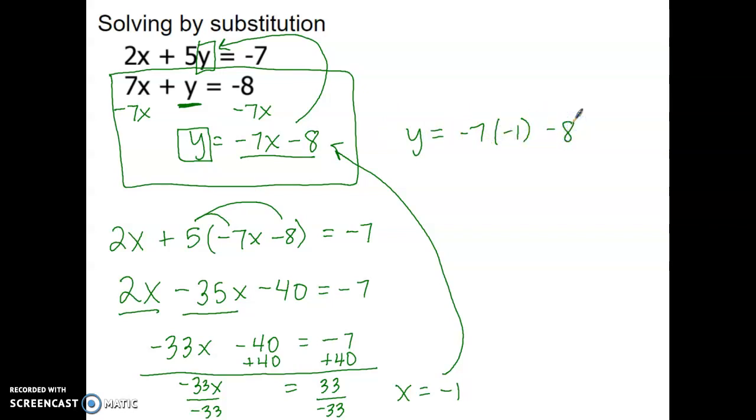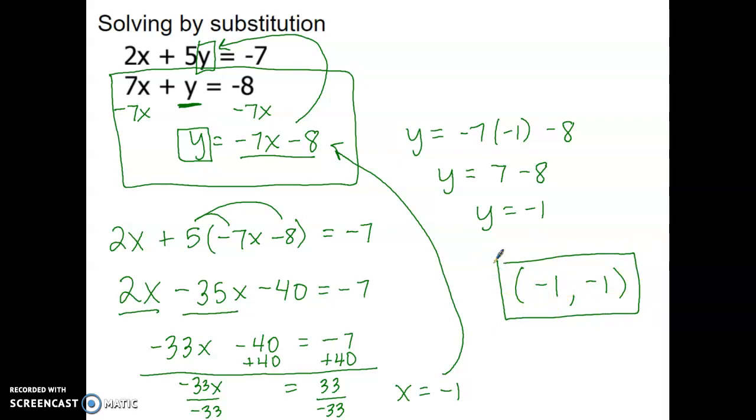Oof, lots of negatives. Let's be careful. So we have a negative 7 times a negative 1. That makes a positive 7 minus 8. And 7 minus 8 is negative 1. So in this case, x is negative 1, as is y. And that is your solution.